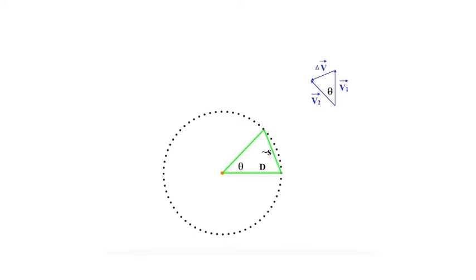Now notice that the green triangle and the blue triangle are both isosceles triangles, and furthermore, their corresponding angles are all equal. So here is angle theta, and the other two angles in all cases equal (180 minus theta) divided by 2. So the green triangle and the blue triangle are similar isosceles triangles.